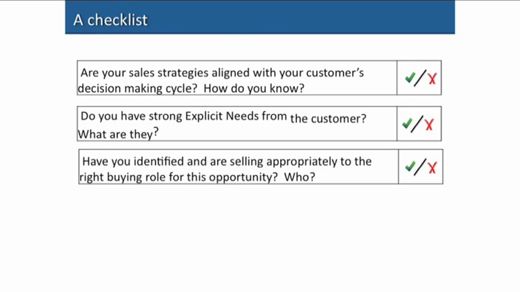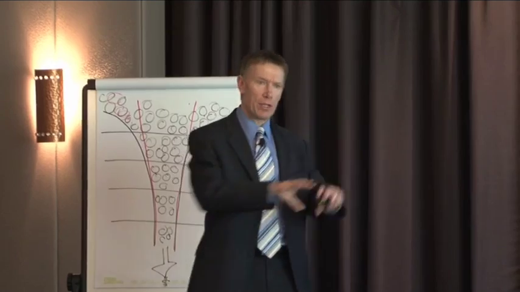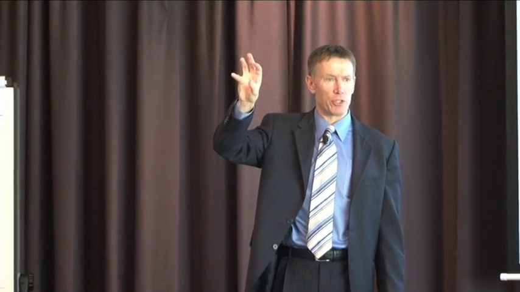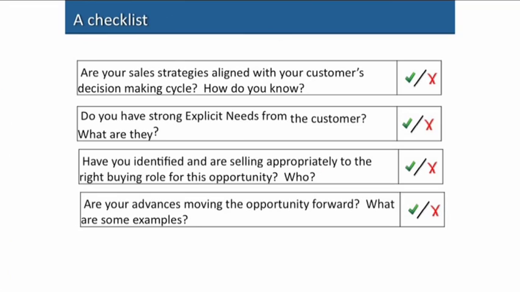Have you identified and are you selling appropriately to the right buying role? Who are they talking to about what issues? What types of conversations? Are they dealing mainly with the lower levels, or have they had the ability to move up the client's value chain and have strategic level discussions with buyers who can release the funds for the large-scale purchase that they're forecasting?